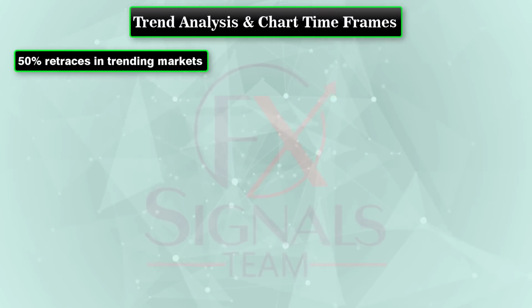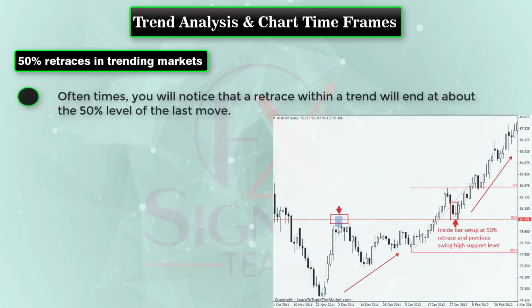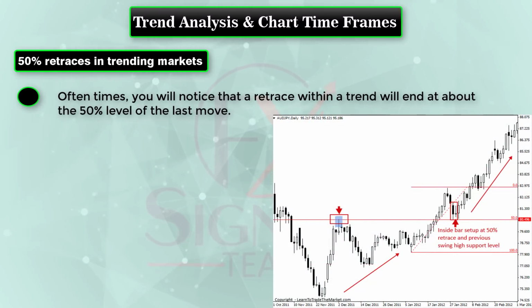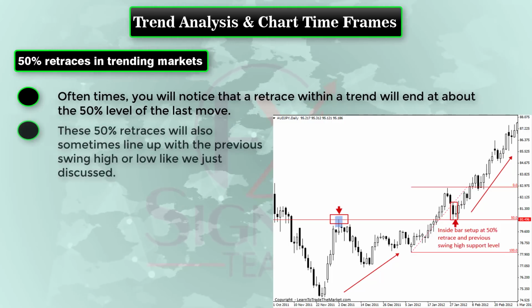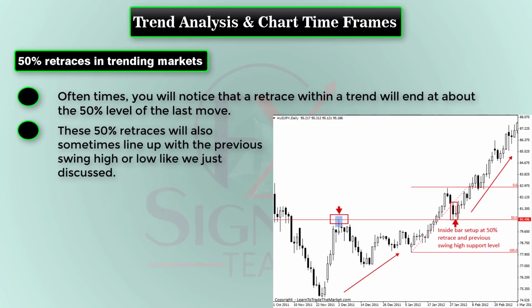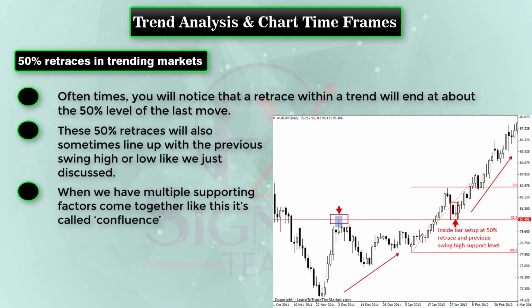50% retraces in trending markets. Oftentimes, you will notice that a retrace within a trend will end at about the 50% level of the last move. These 50% retraces will also sometimes line up with the previous swing high or low, like we just discussed. When we have multiple supporting factors come together like this, it's called confluence.